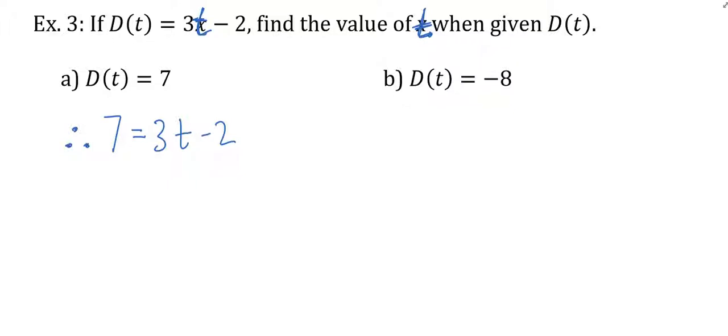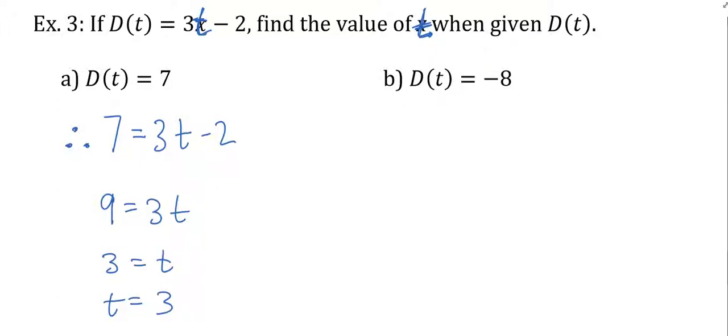So I move the 2 over, add 2 to both sides. Divide both sides by 3. And I found t equals 3. Try the next one.